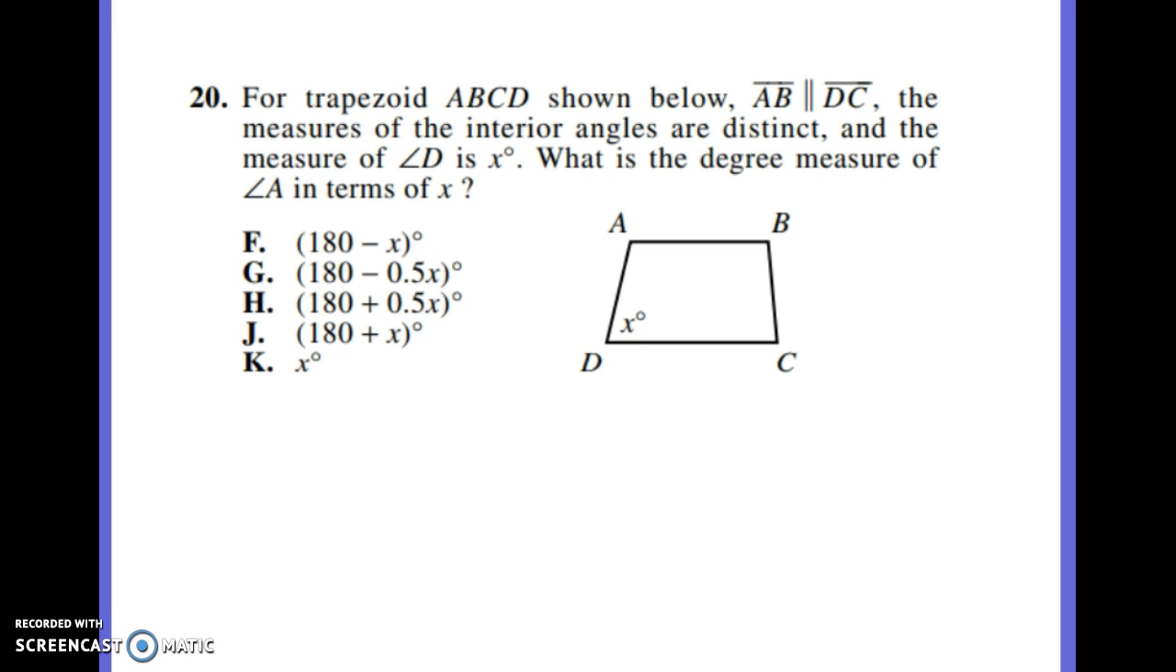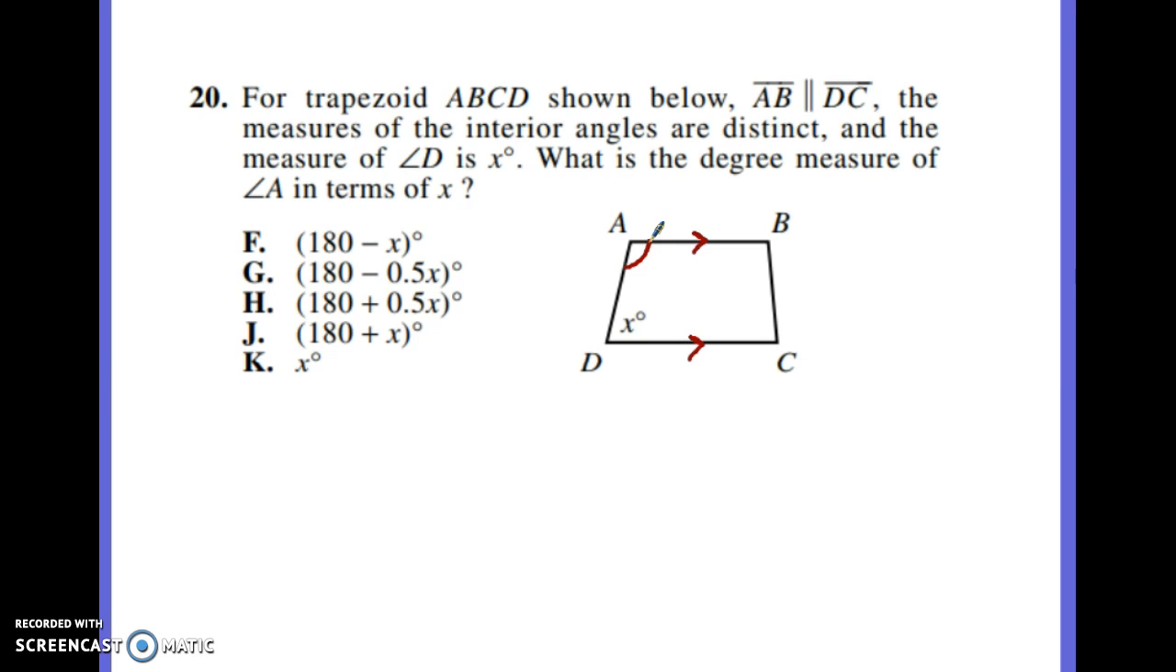And then the last one in this set, you've got a trapezoid. AB is parallel to DC. The measures of the interior angles are distinct, and the measure of angle D is x squared degrees as noted in the figure. What is the degree measure of angle A in terms of x? So that means you will not actually come up with a value. You are coming up with an expression that will have x in it.